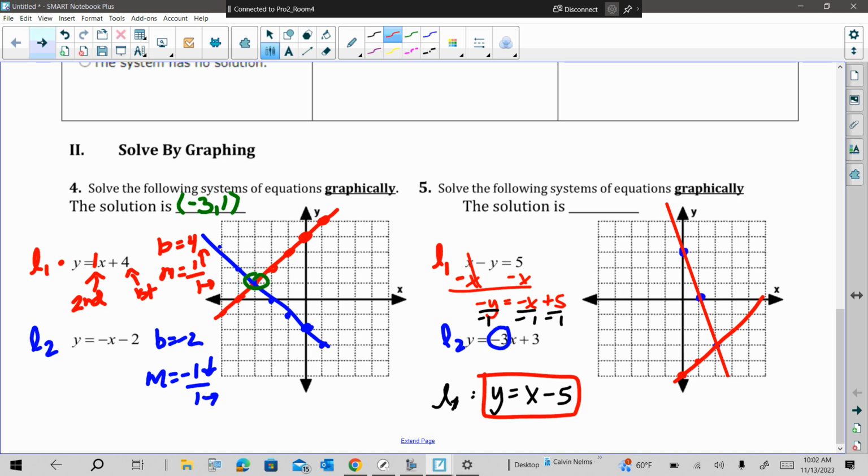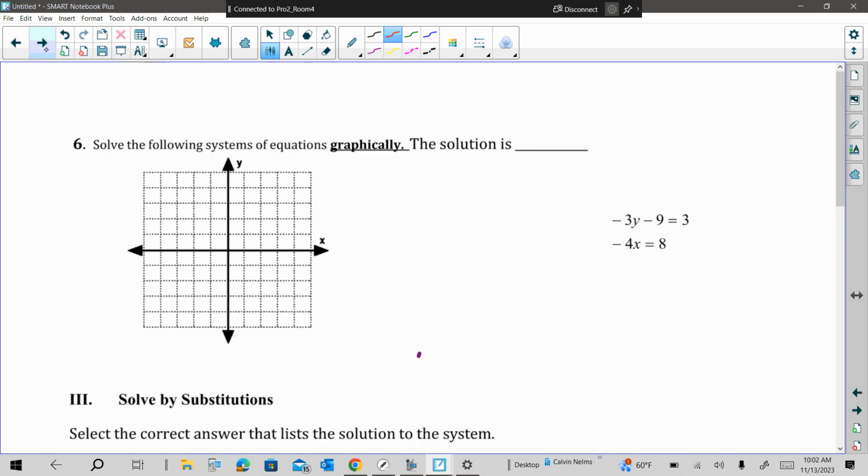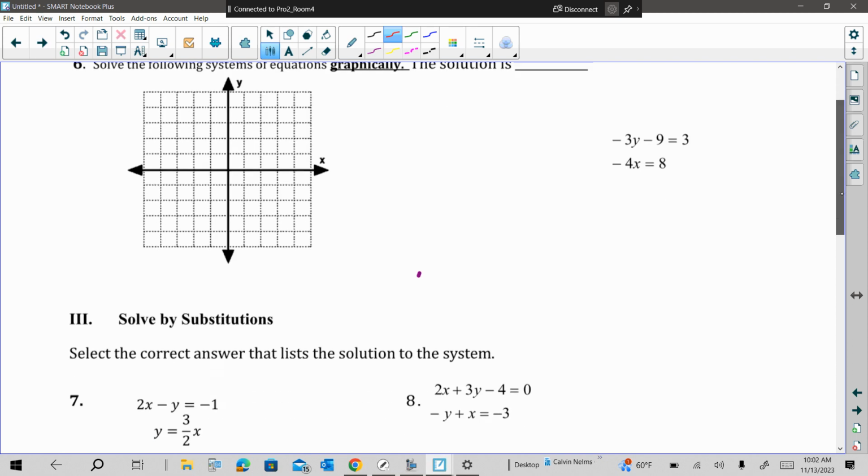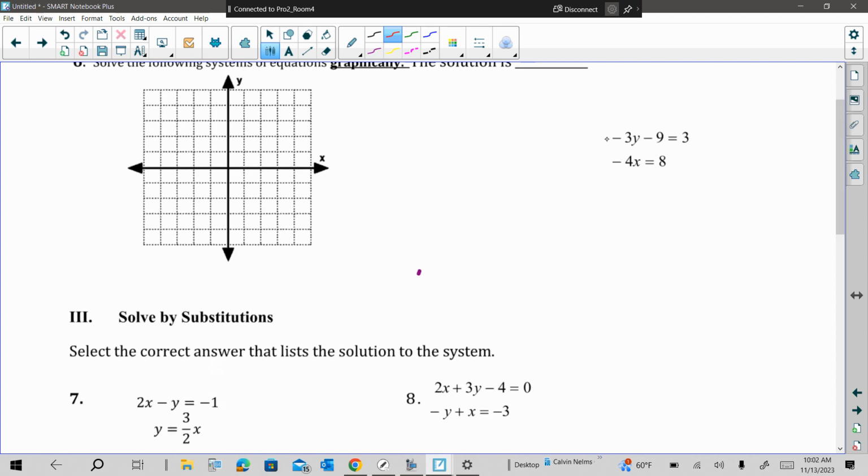All right, so you're going to be asked to graph a couple. Number 6, some more graphing. On here, I just want to remind you, what if you have the equation x equals negative 2? Do you know what line that is?